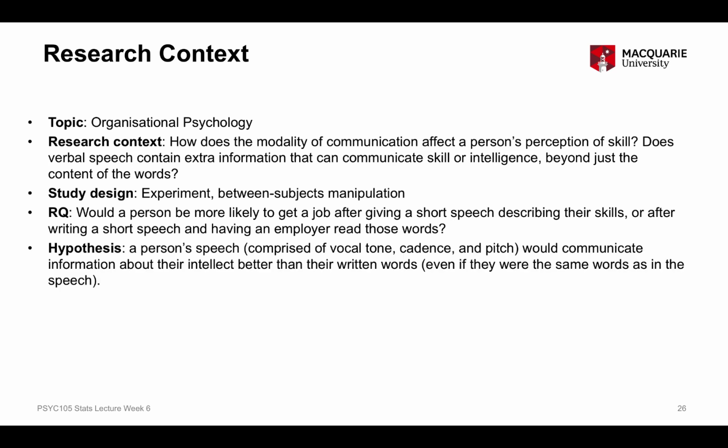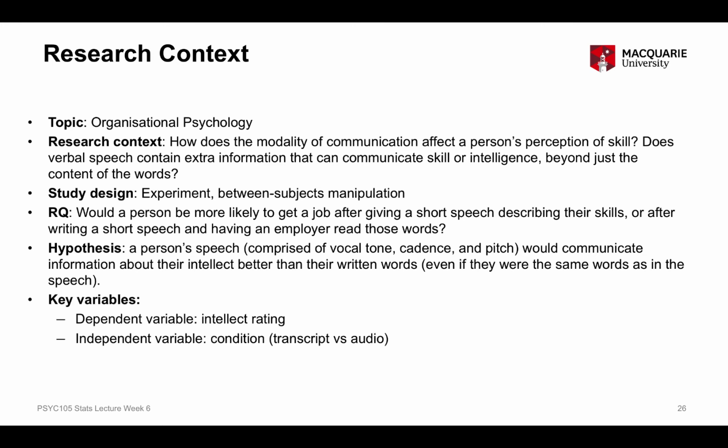And the hypothesis is that the speech is going to be more effective, that the person's speech itself, because it's comprised of vocal tone, cadence, and pitch that are integral to the speech, would communicate more information about their intellect over and above what's communicated in the actual content of the words themselves, even if it's the same words as the speech. So we've got two key variables here, and every independent samples t-test is going to have two variables.